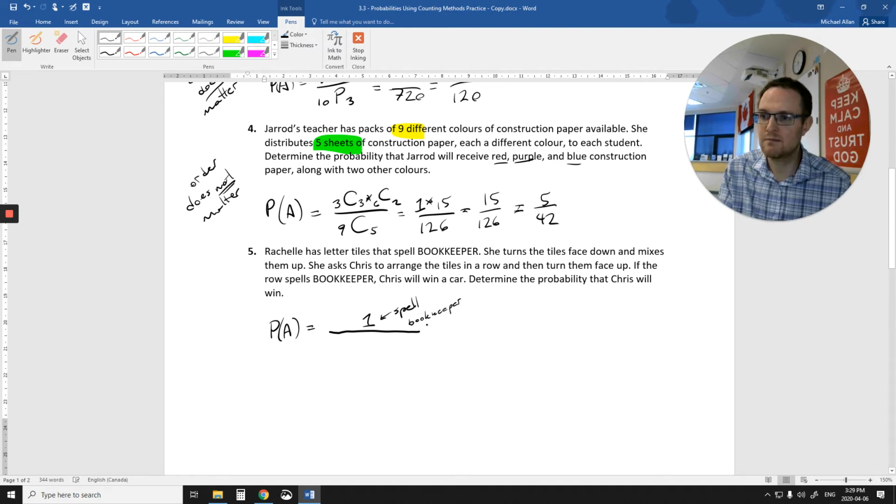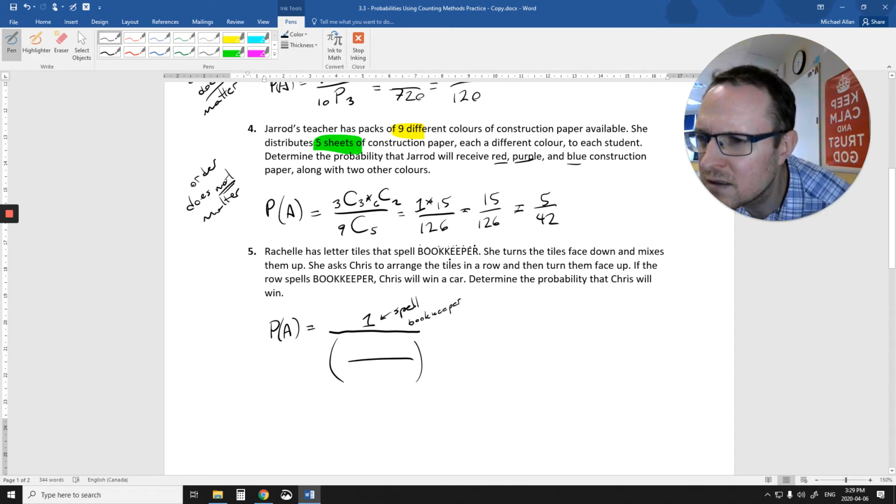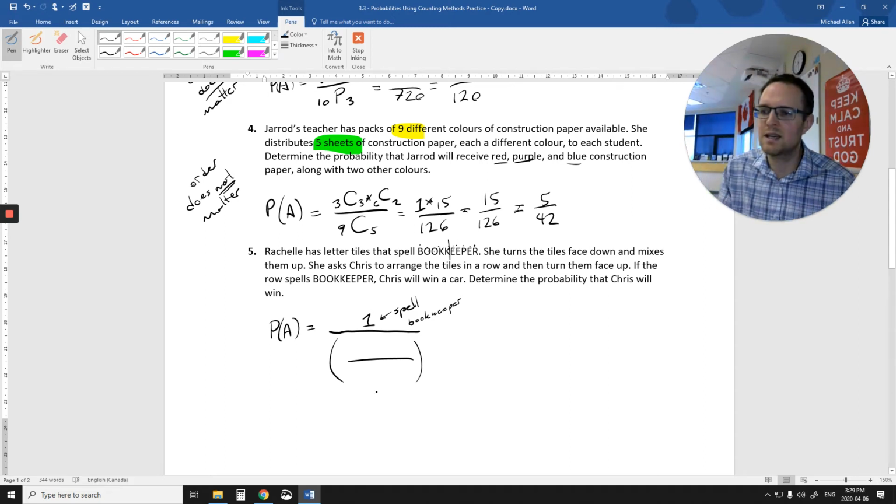There's lots of ways that could possibly happen because there's a couple of O's here, 3 E's, 2 K's. I think that's all there is for that. So let's figure out how many ways I can remake this. I'm going to put big brackets here because this calculation is going to be a bit trickier. So it's 1, 2, 3, 4, 5, 6, 7, 8, 9, 10. Yeah, so there's 10 letters.